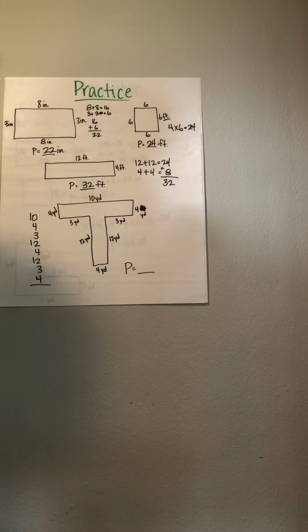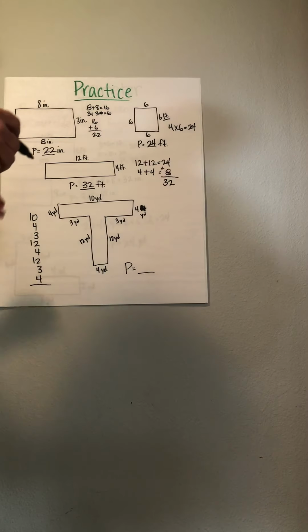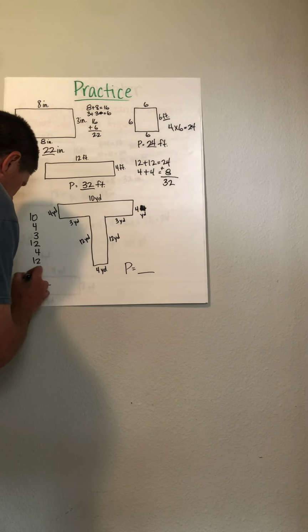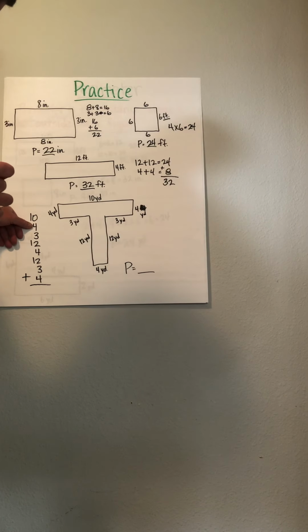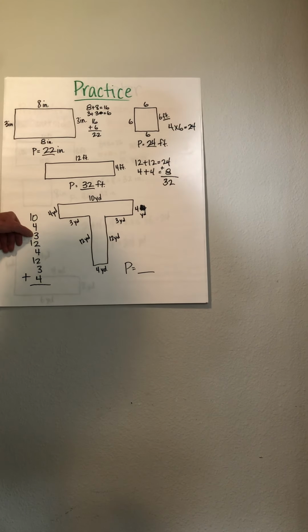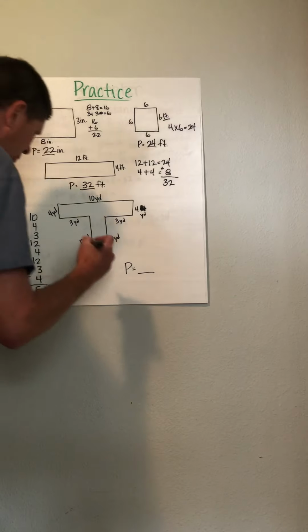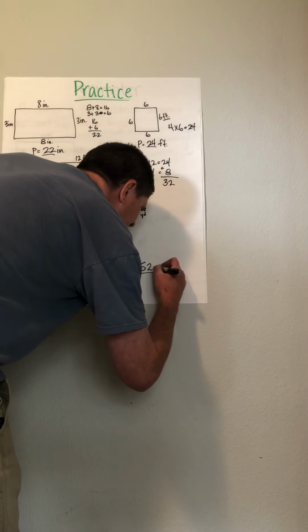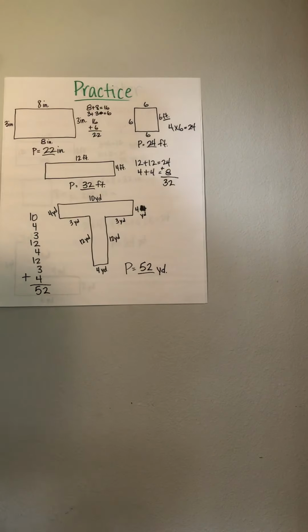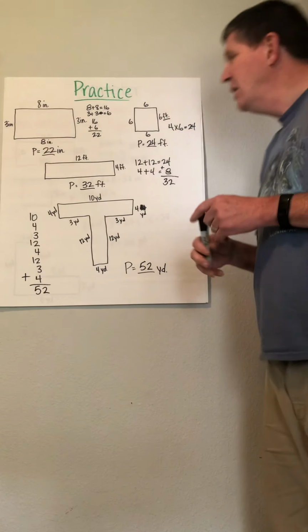How you add it, it's really up to what works for you. I'm just going to work my way down the column. So 10 plus 4 is 14, plus 3 is 17, plus 2 is 19, plus 10 is 29, plus 4 is 33, 35, 45, 48, 52. So 52. So the perimeter is 52 yards. Okay? So, there you go. That is perimeter.